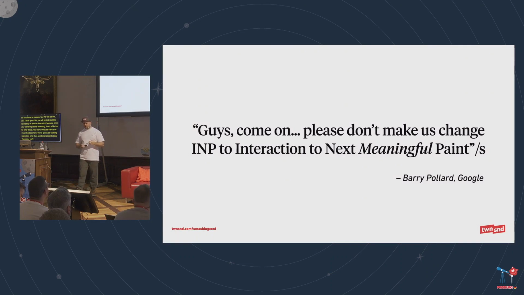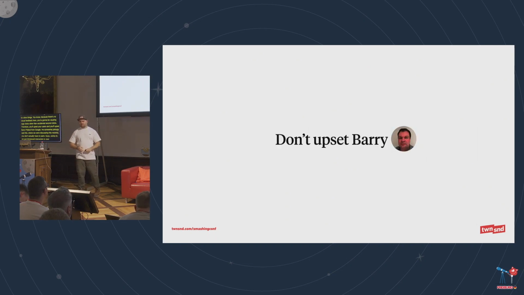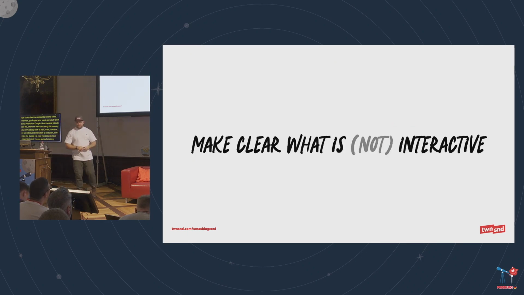He somewhat jokingly said this, where we were discussing recently how you don't actually have to paint. And he was like, guys, come on, we've just introduced Interaction to Next Paint. Don't make me change it already to Next Interaction to Next Meaningful Paint. He was somewhat joking here because it does get caught, but don't upset Barry. So just don't cheat.